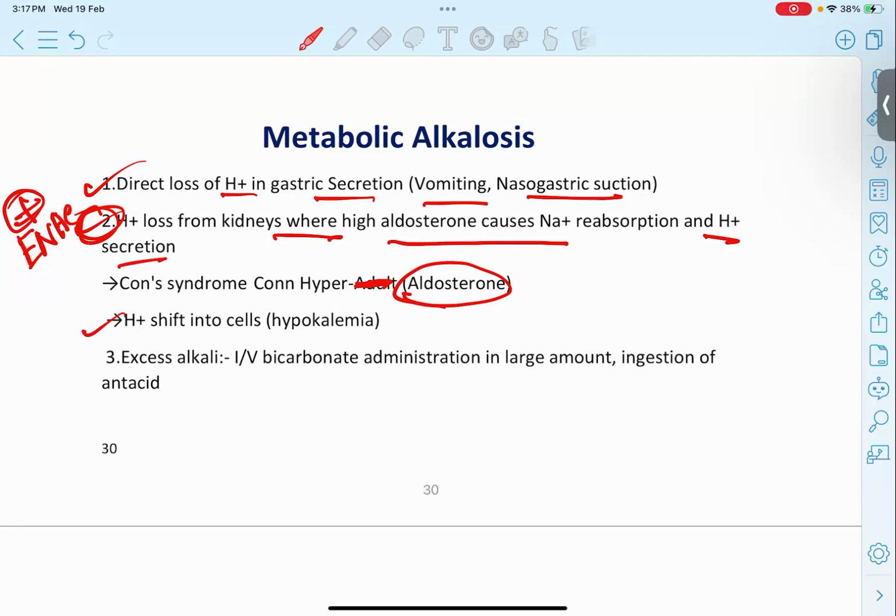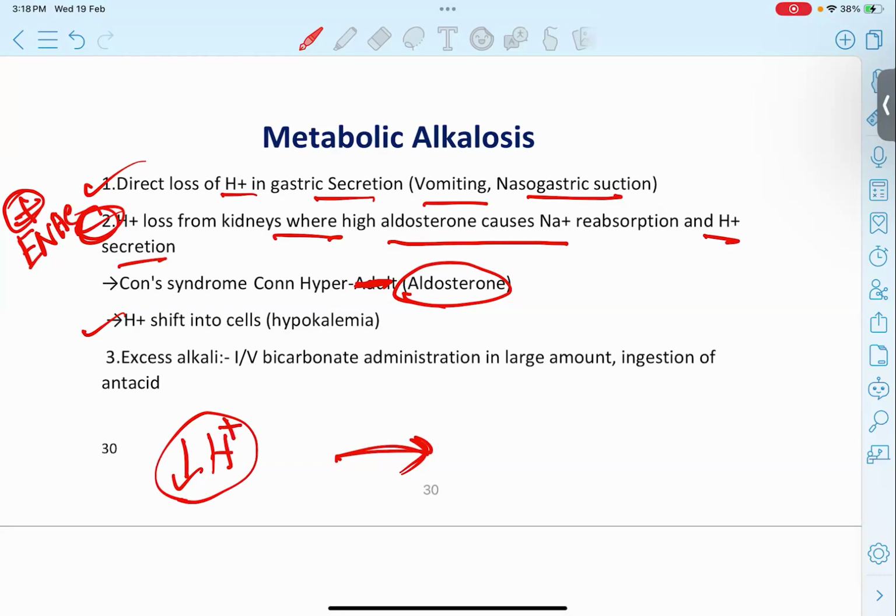Potassium shifts into the cell, causing hypokalemia. If there is hypokalemia, what happens? In hypokalemia, proton gets shifted into the cell. If potassium is going into the cell, that means in the blood there is low potassium, sorry. And if the proton is shifting inside the cell, that means in the blood there is low proton. That means low acid in the blood, that means alkalosis.